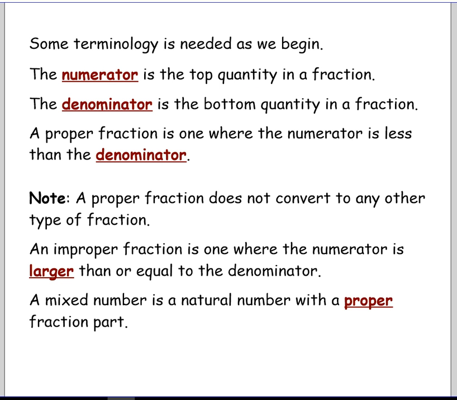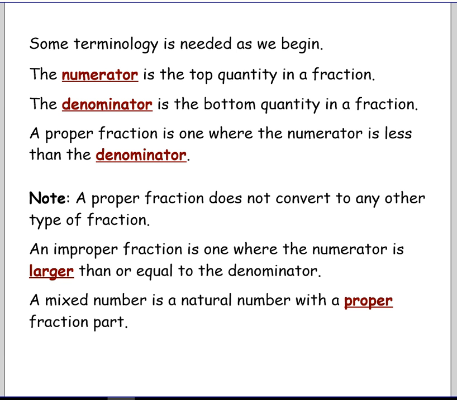So some terminology we need as we begin. The numerator is the top quantity in a fraction. The denominator is the bottom quantity of a fraction. And to help you remember this, you can think that D for denominator, D for down. So the denominator is the down or the bottom number in the fraction.